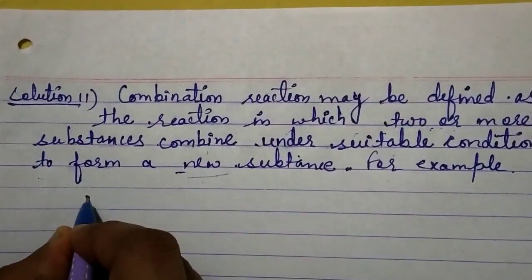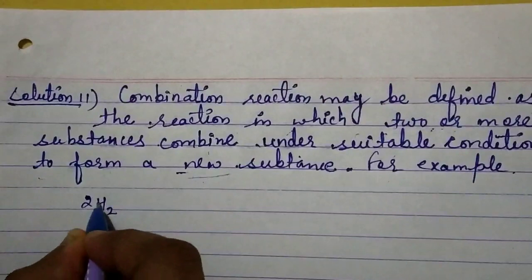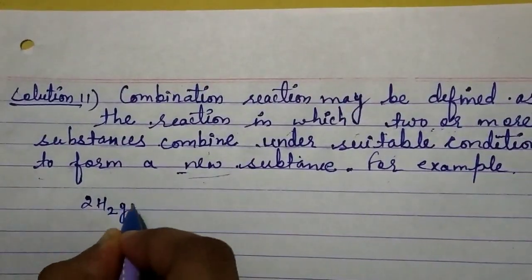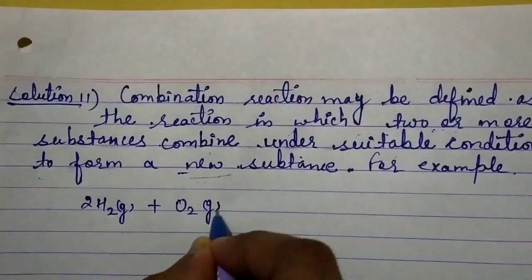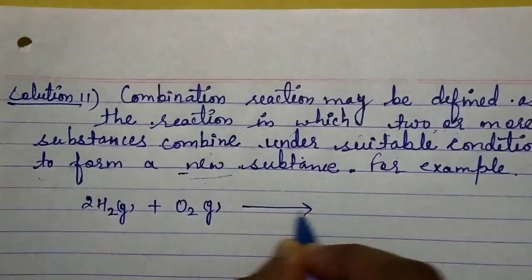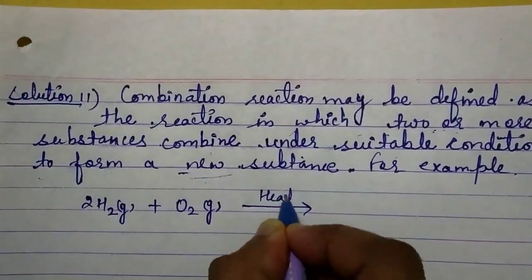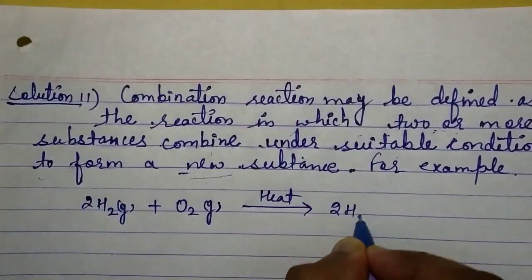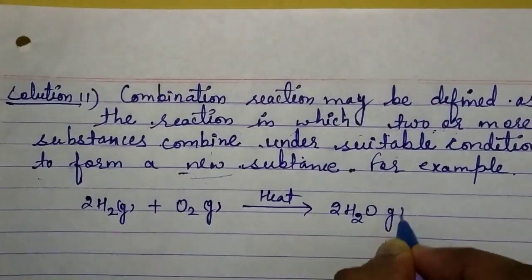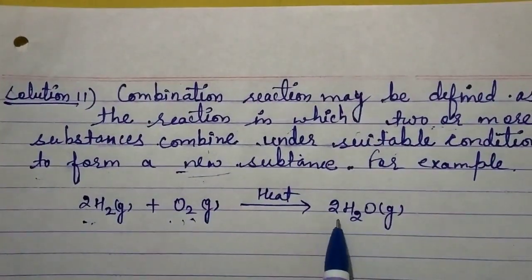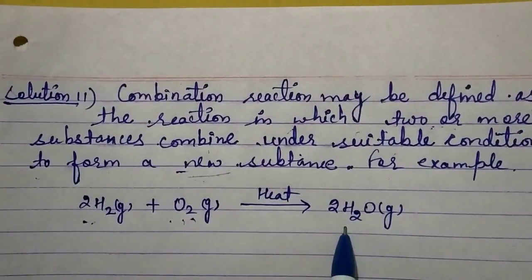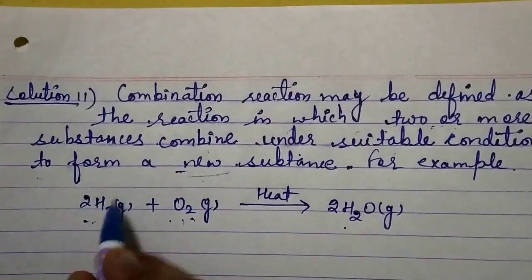First, 2H2, it is a gas form. When it reacts with O2, it is a gas, it gives rise to, in presence of heat, 2 molecules of water. So these two substances after adding give 2 molecules of water. It means it is a combination reaction.